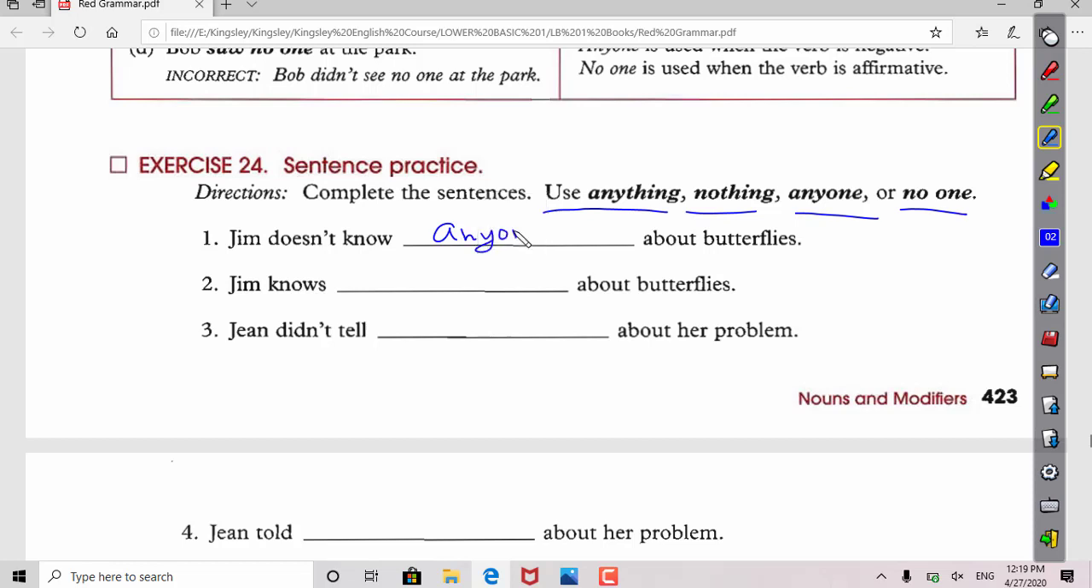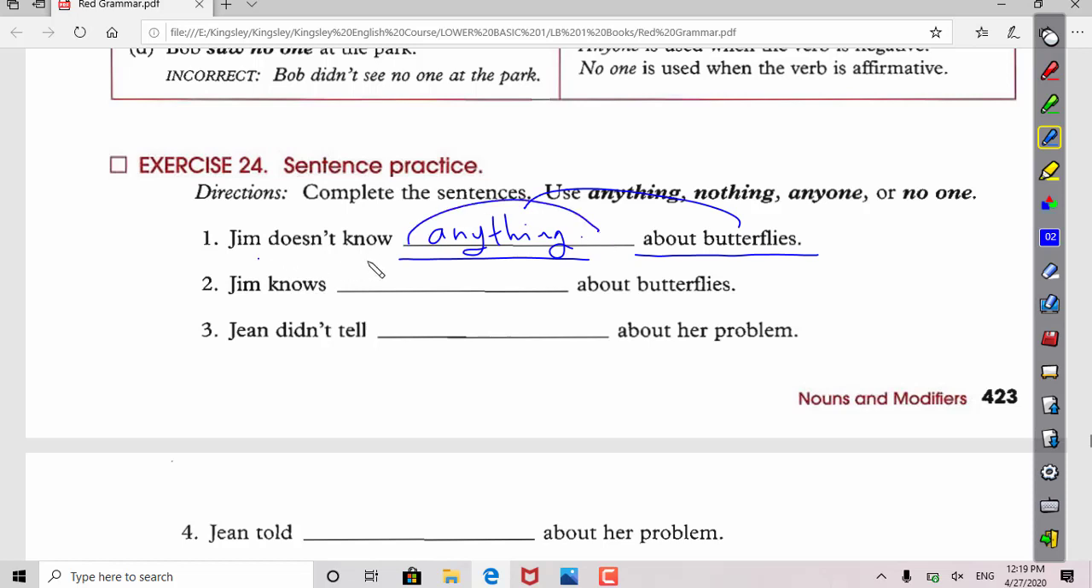Sorry, this one should be anything. John doesn't know anything about butterflies. Why use anything, sir? Because this one relates to the things, yes? Anything about butterflies. This one is not talking about a person. And then we use anything, sir, because this one has a negative verb over here.